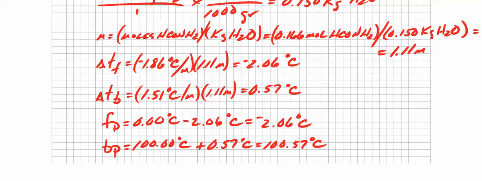Well, we know that water freezes at 0 degrees Celsius, so when we drop it by 2.06 degrees Celsius, we get negative 2.06 degrees Celsius. The boiling point is going to be increased by 0.57 degrees Celsius, raised to 100.57 degrees Celsius, and that will do it for this problem. Let's move on to the next one.